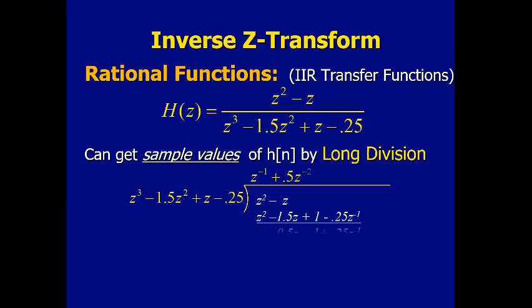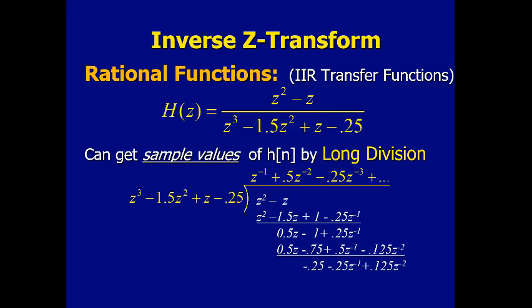So we'll set up the numerator, z squared minus z. We'll divide it by the denominator, and z cubed goes into z squared by multiplying it by z to the minus 1. So we multiply the whole divisor by z to the minus 1 and get z squared minus 1.5 z plus 1, or minus 1 quarter z to the minus 1. Subtract those off. We're left with a remainder of 0.5 z minus 1 plus a quarter z to the minus 1.